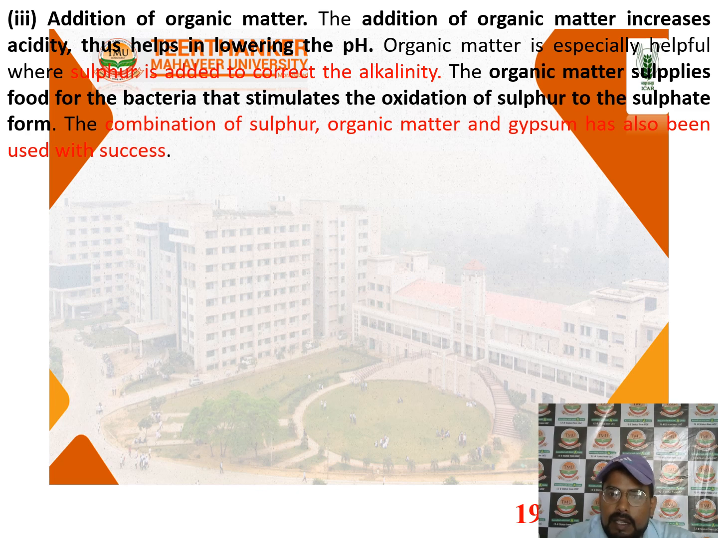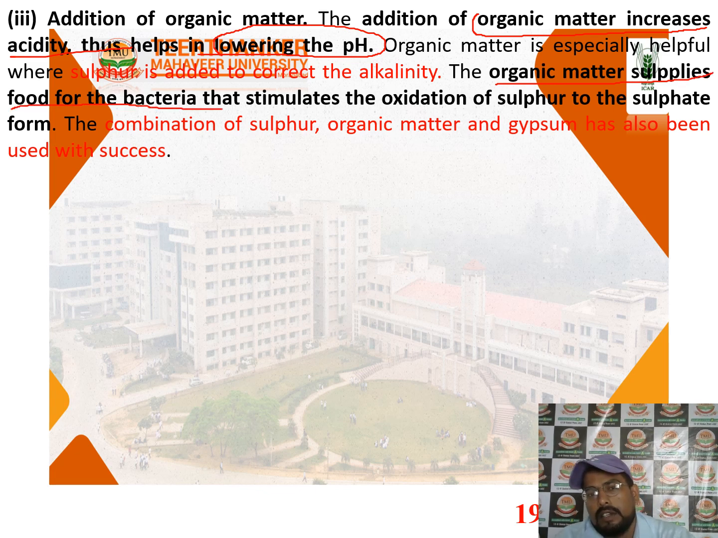Adding organic matter increases the acidity and helps with lowering the pH, that is, it decreases the pH after the acidity is released in the fields. This is helpful for correcting the alkalinity. Organic matter also supplies food for bacteria. The bacteria decompose the organic matter or biodegradable products, which provides food for them and stimulates the oxidation of sulfur and sulfate.